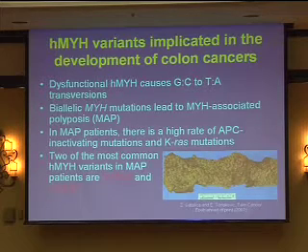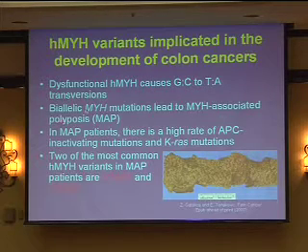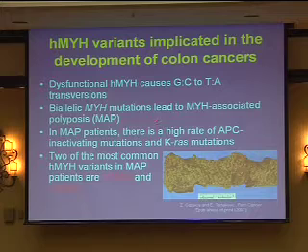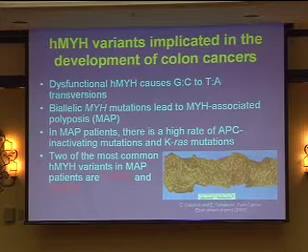There was a familial study done where there were biallelic MYH mutations, germline mutations, which led to MYH-associated polyposis. And in these patients, there was a high rate of APC inactivating mutations and KRAS mutations. APC is involved with regulating cellular proliferation in the colon, and KRAS is a proto-oncogene. So the defective MYH was causing further mutations that were causing unwanted cellular proliferation in the colon.